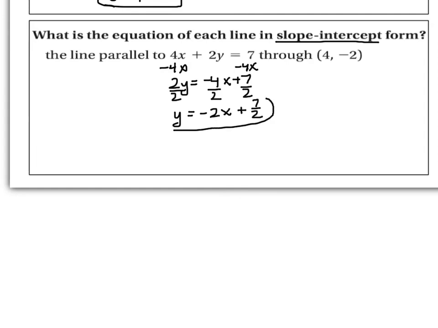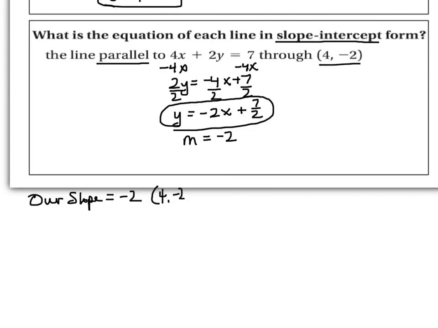Okay, now that I have the equation in slope-intercept form, I can figure out the slope. What's the slope of this line? Slope here is negative 2. Our slope is going to be the exact same because it said it's parallel. So our slope is negative 2, and I'm going to use this ordered pair of 4, negative 2.